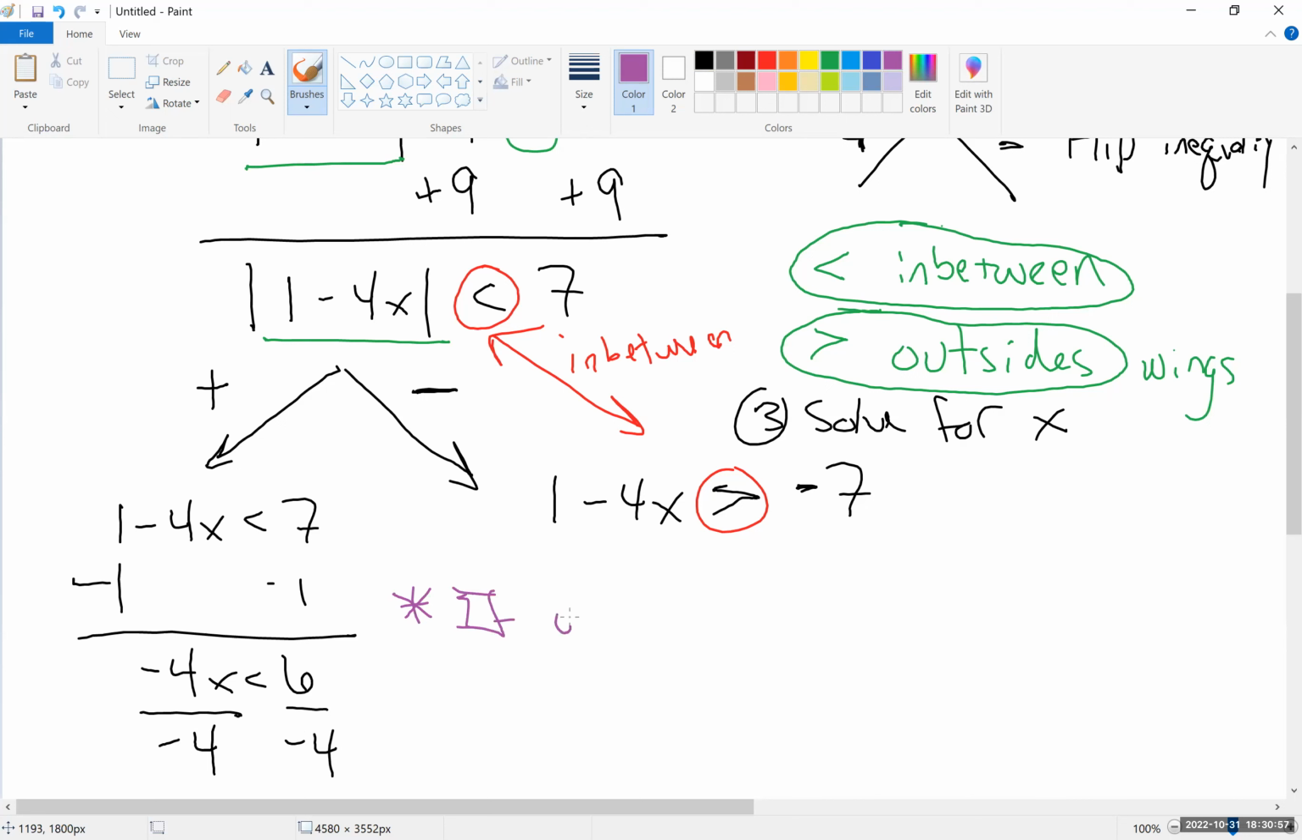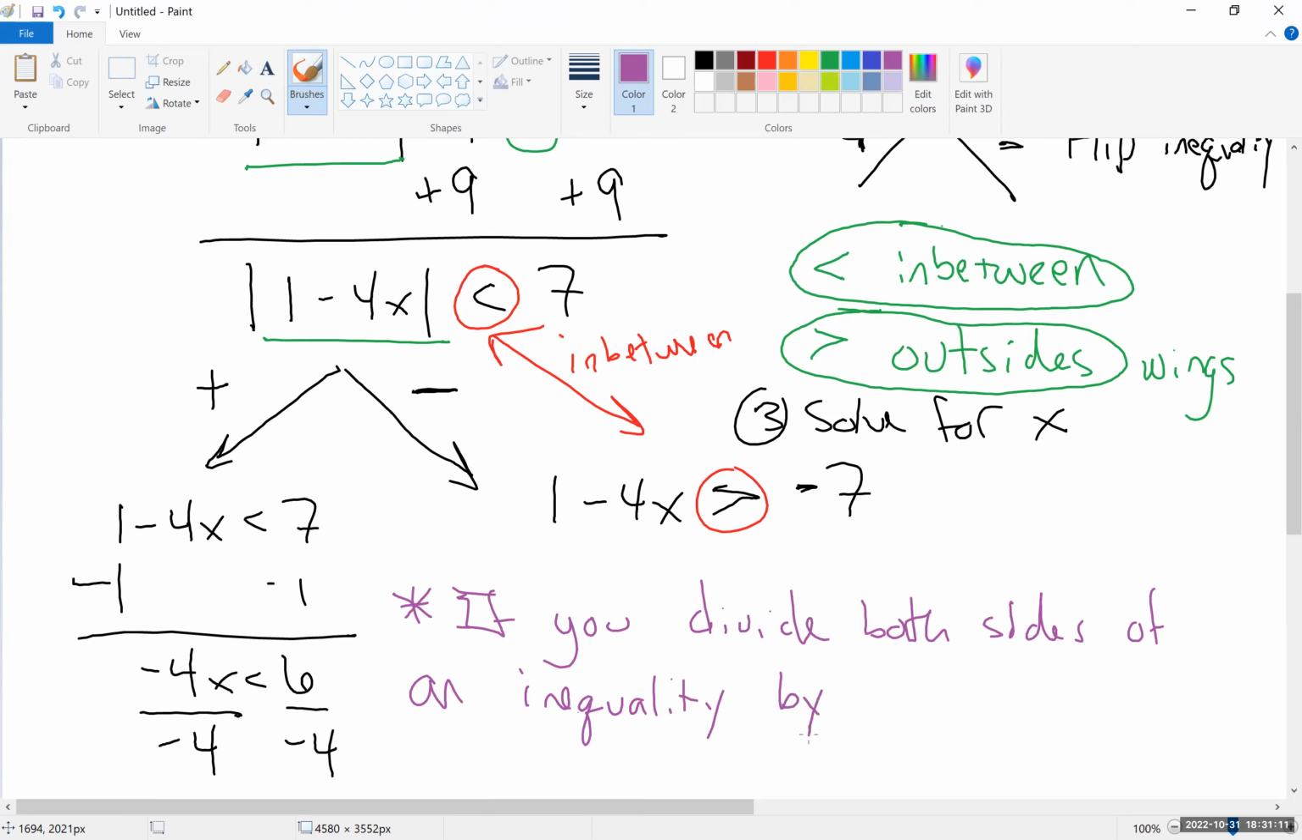If you divide both sides of an inequality by a negative number, you must flip the inequality sign.